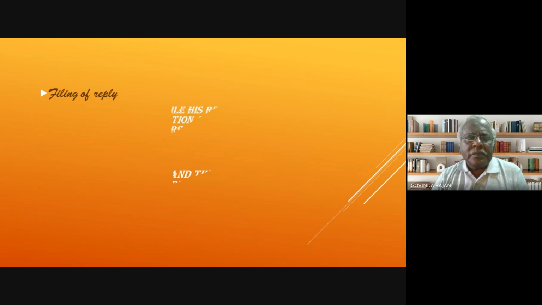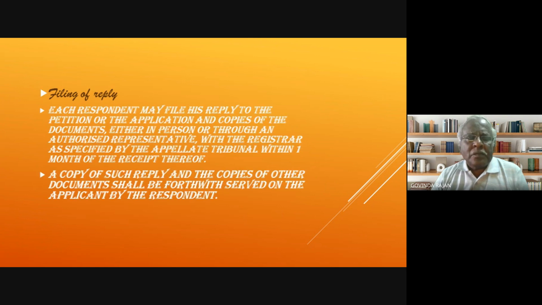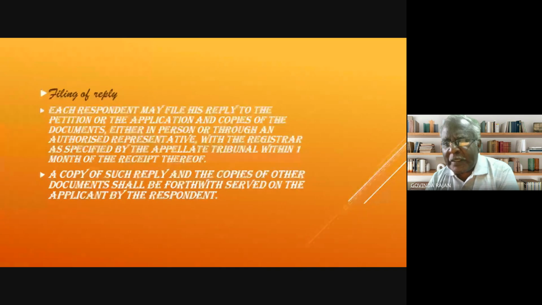Next, filing of reply. Each respondent may file his reply to the petition or the application and copies of the documents, either in person or through an authorized representative, with the registrar as specified in the appellate tribunal within 1 month of the receipt thereof. So once the appeal is filed, a copy of the appeal will be sent to the department as a concerned person.